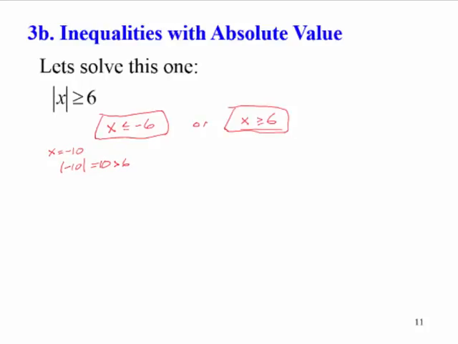So in interval notation, it's from minus infinity up to minus 6, and we include minus 6, so you use a bracket, union with, bracket, we include the 6 out to infinity, and we use a parenthesis here because we can never contain infinity.